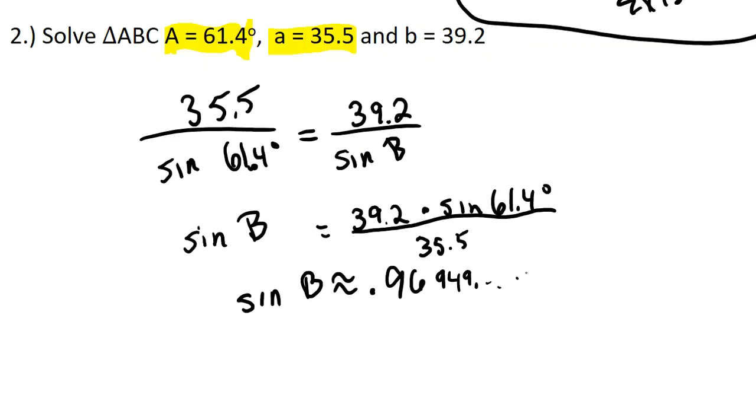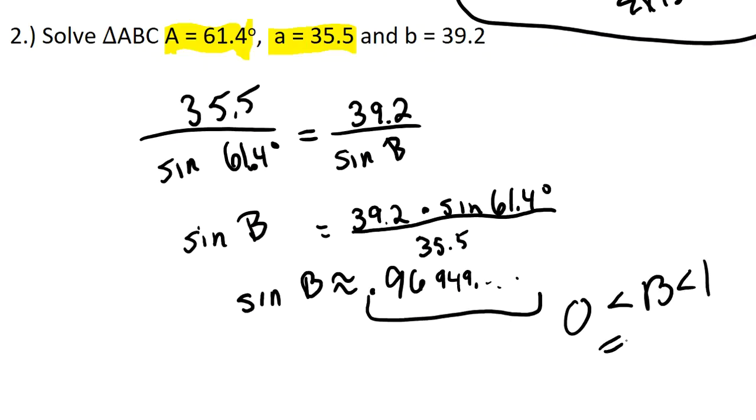Now, we know it's within the range of 0 to 1, so we know it exists. But because it's not exactly 1, we know it can't be 90 degrees, which would lead us to one triangle. So since this number falls between 0 and 1, that actually leads to two different triangles. And we're going to have to solve both of those triangles since we don't know which one exactly it is.